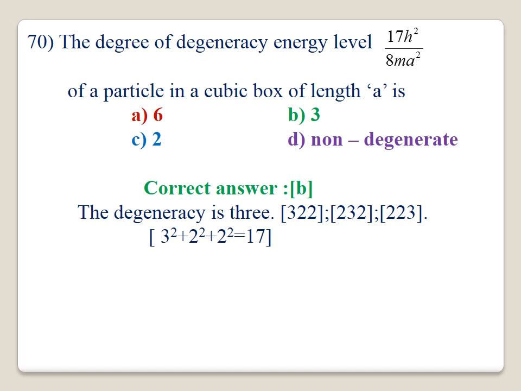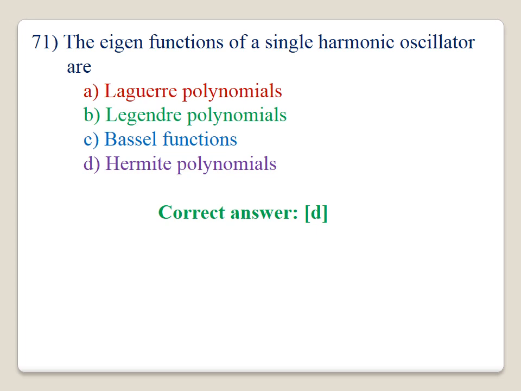70. The degree of degeneracy of level 17 h square by 8 ma square. 17 means the possibility of degeneracy is 3: 3 2 2, 2 3 2, 2 2 3. 3 square plus 2 square plus 2 square will be equal to 17. Therefore the level 17 h square divided by 8 ma square has a degeneracy of 3. Option B is correct.